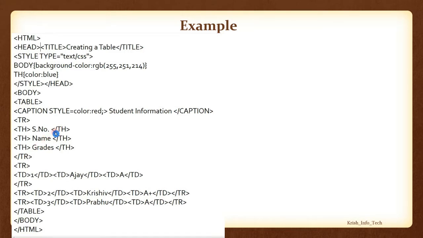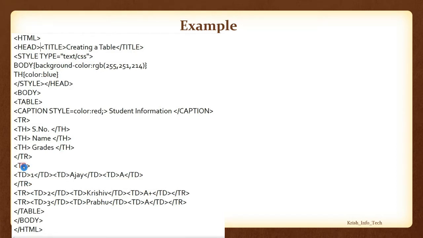So first, once we open the table, we have to open the row tag, and one by one, row-wise, we are going to give the data inside the table. So first row you have to open. You have to give the details. If it is a heading, we have to use th, and if it is data, we have to use td. So that is the thing here.